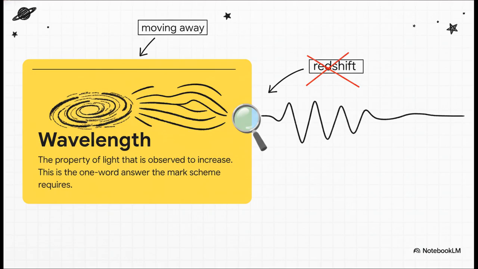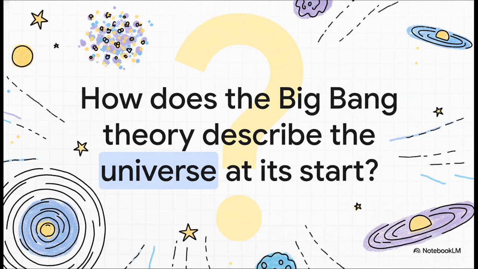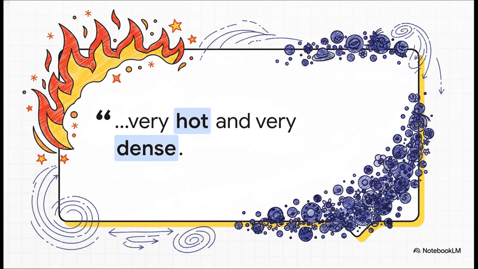When a galaxy is moving away from us, its light waves literally get stretched out, which means their wavelength increases. Okay, moving on. Question 5.2 asks for another one of these foundational definitions. How does the Big Bang Theory describe the universe when it began? Now, for the full mark, you absolutely need two key ideas here. The mark scheme specifies that the universe began as very hot and very dense. You've got to include both of those to get the point.